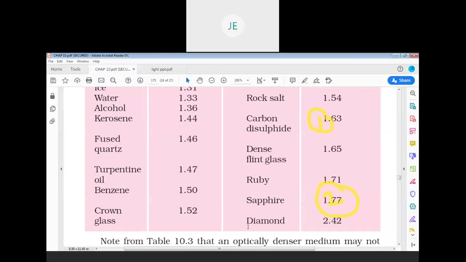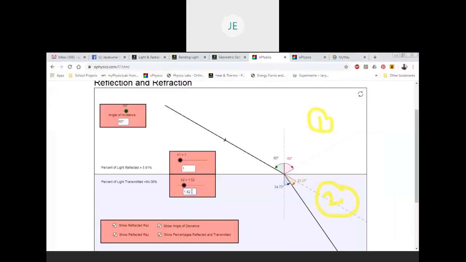And if you take diamond, in your numericals they will ask, like glass they may take, or diamond they may take. Let me keep the diamond one. What is the value? 2.42. So this is what is happening, still more bending.